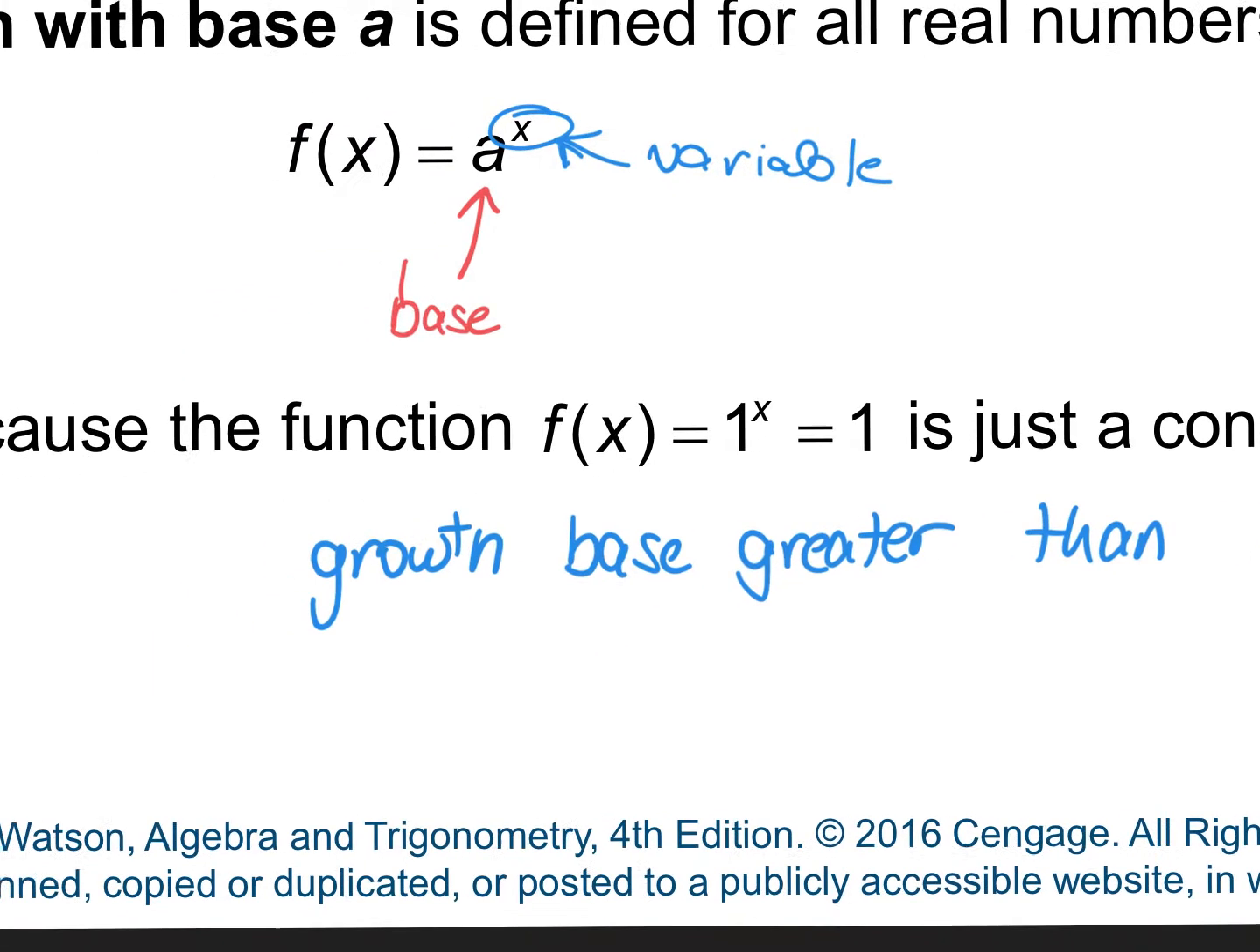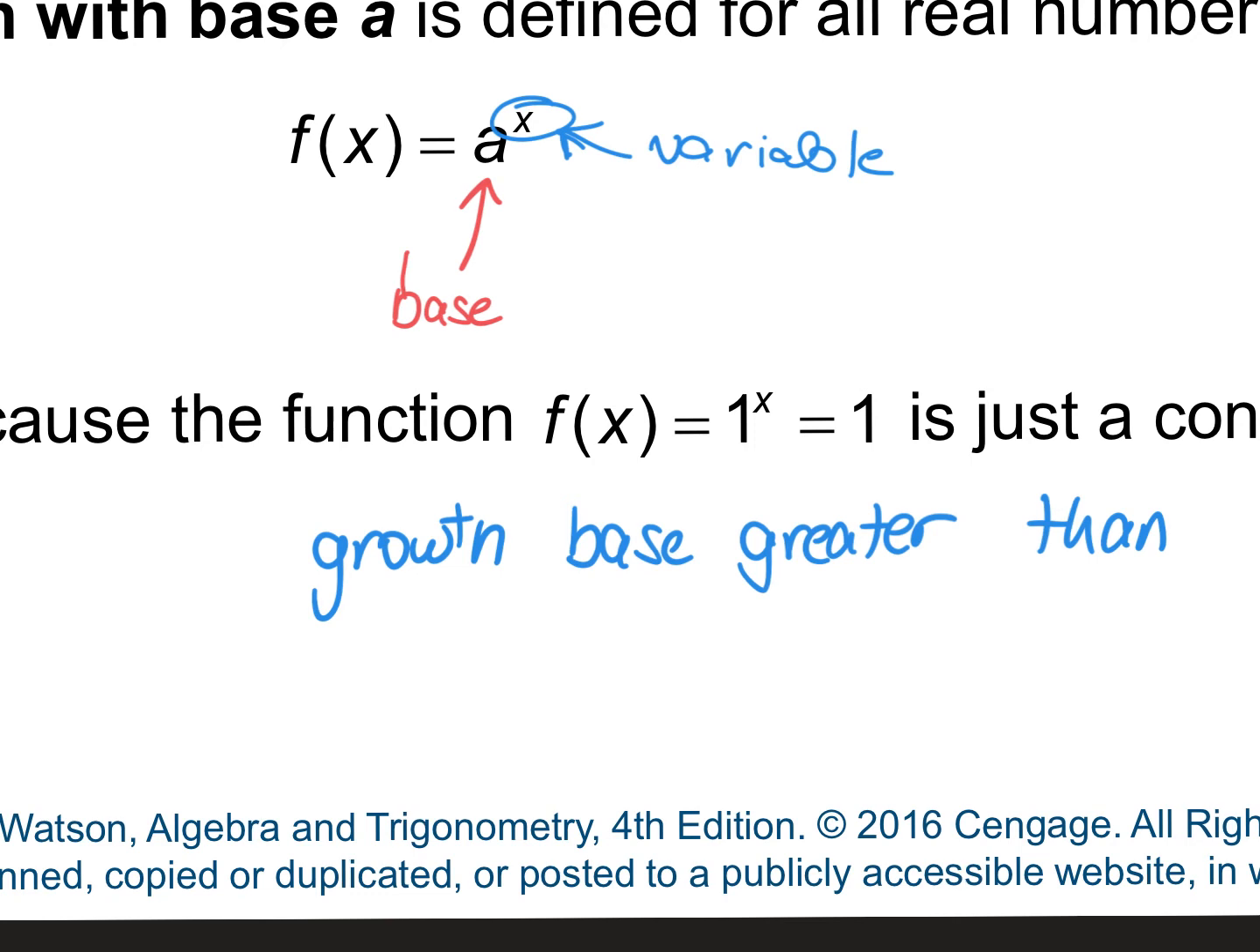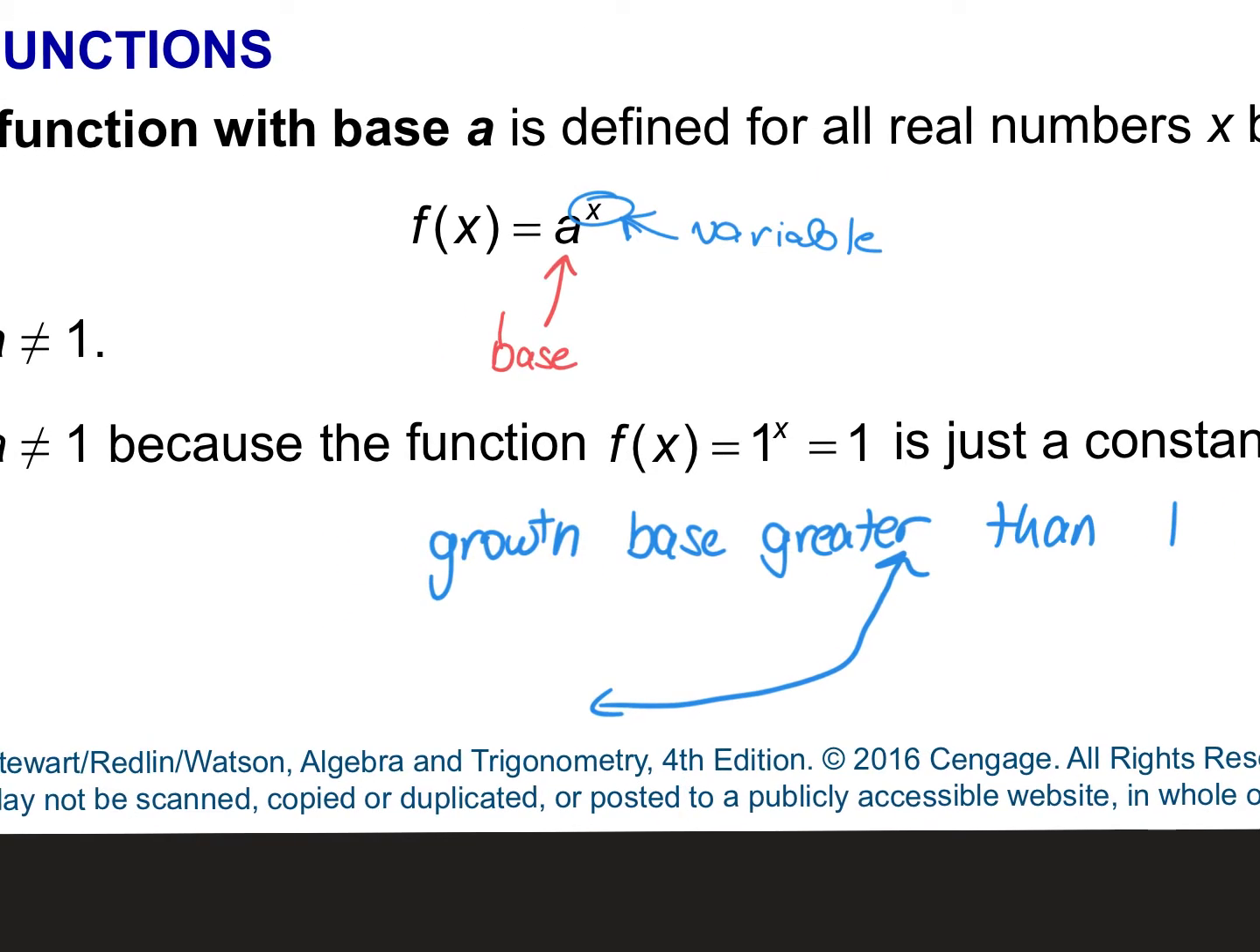Right? Anything, if you had 1 to the x power, that's just a constant function. So an exponential growth will be 2 to the x, 3 to the x, 4 to the x. An exponential growth looks something like this. It's kind of a J shape. From left to right, it starts off slow and then gets bigger in a hurry, depending upon the size of the base. The bigger the base, the faster it grows. Everybody with me on that? Okay.